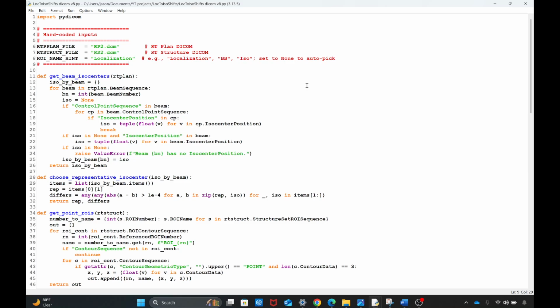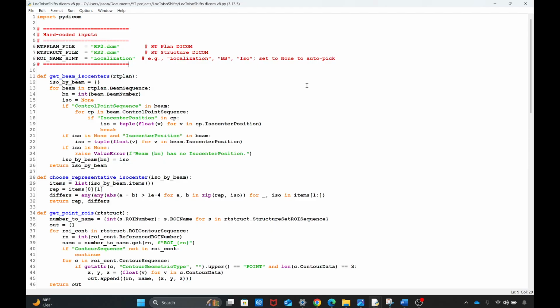In today's video, I'll show you a Python tool that reads an RT plane and RT structure DICOM files, finds the localization point, and prints the shifts from the point to the plane isocenter. It also shows the patient position pulled from the plane's patient setup sequence.